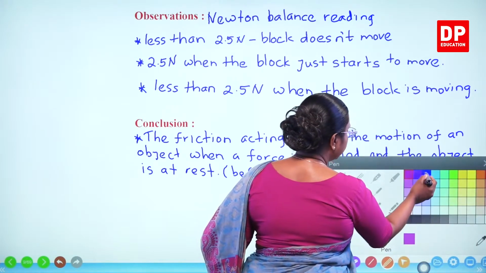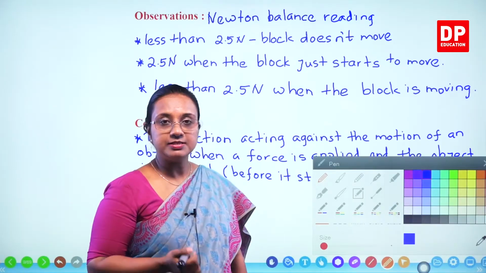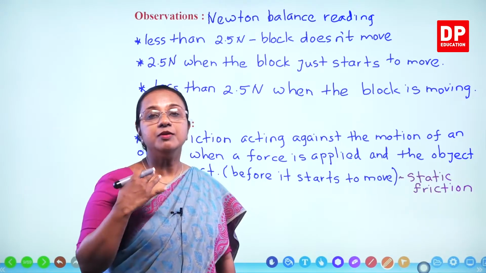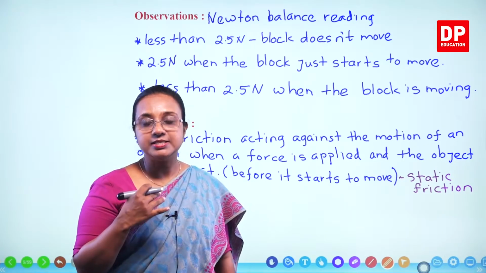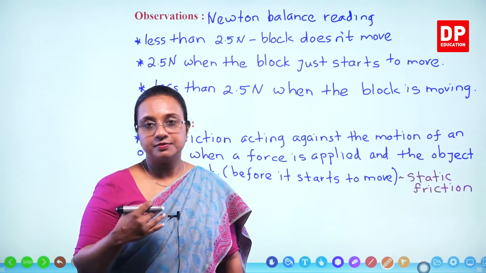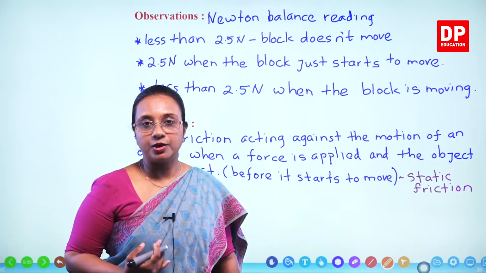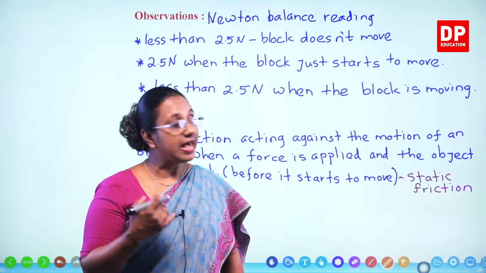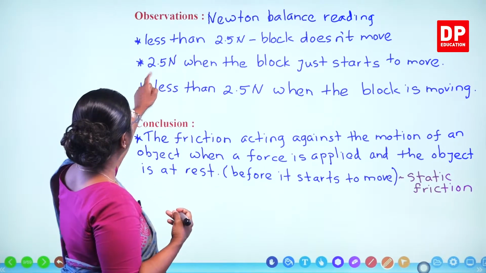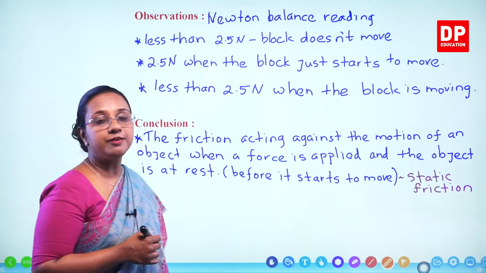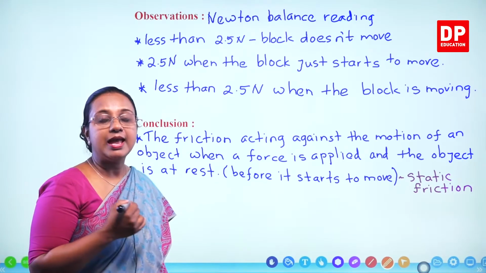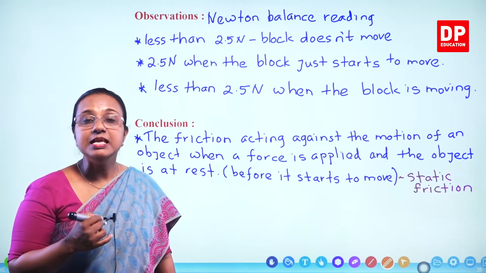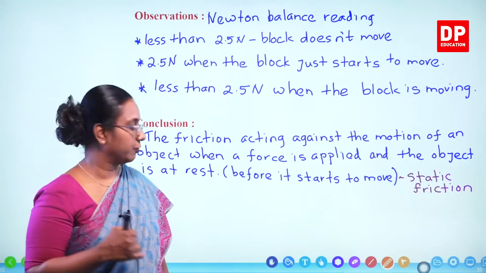Then we have the second instance, the maximum frictional force exerted by the surface against the movement of the object. That is what we get as 2.5 Newton, and this is called the limiting frictional force.